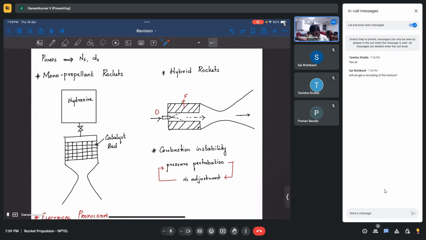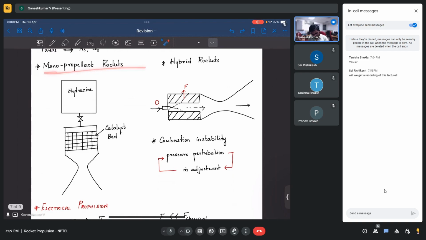That's it. And then you have monopropellants that we studied, in which you have hydrazine and a catalyst bed, which improves your reactions. That's why you have it. And then there is something called a hybrid rocket also. You have a solid fuel, which itself will not burn. In a normal solid propellant rocket, you will have fuel and oxidizer mixed together as one grain, and they will put it inside.